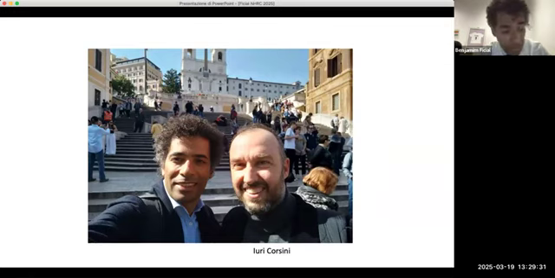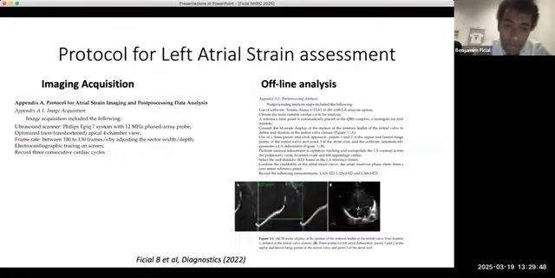So this is Yuri Corsini, a dear friend. He's a neonatologist from Florence, a member of this network, and we are kind of research buddies. So we have done all this together. And we have recently developed a protocol to standardize left atrial strain imaging in order to improve accuracy and reproducibility. We focused first on imaging acquisition and then on the offline analysis.